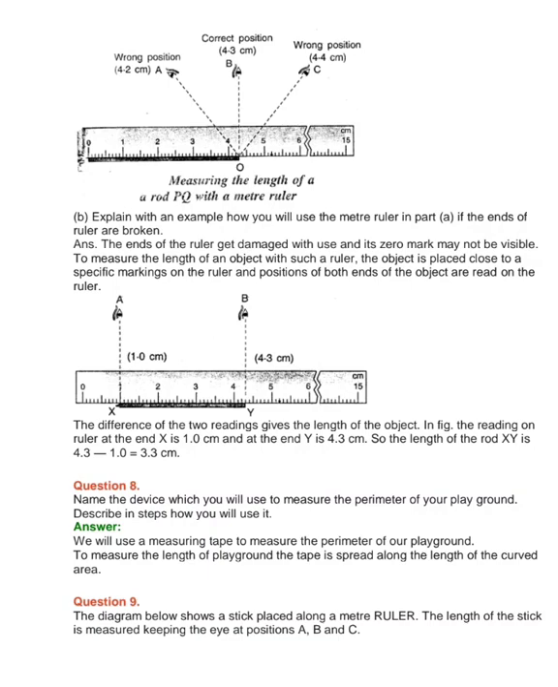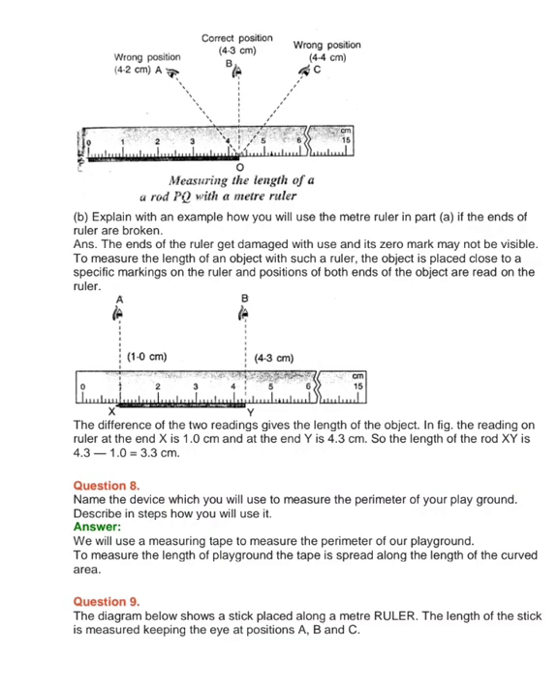Next is explain with an example how will you use the meter rule in part A if the ends of the ruler are broken. Answer. The ends of the ruler get damaged with use and its 0 mark may not be visible. To measure the length of an object with such a ruler, the object is placed close to a specific marking on the ruler and positions of both ends of the object are read on the ruler. The difference of the two readings gives the length of the object.